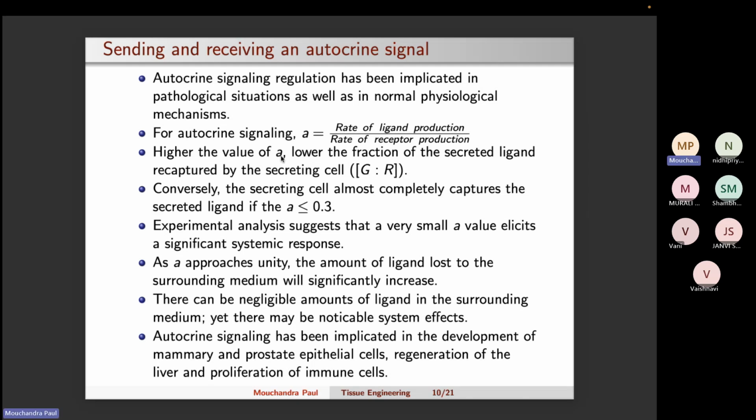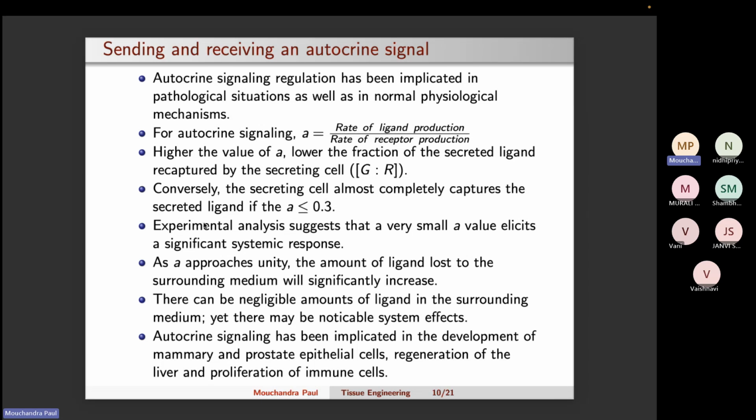If the value of A is higher, what does that mean? There is a higher rate of production of ligand in comparison to receptor, so there will be a lower fraction of secreted ligand recaptured by the secreting cell. Higher the value of A, higher the ligand production in comparison to receptor production. So there are not enough receptors exposed on the cell membrane, because of which there will be less formation of growth factor receptor complexes.